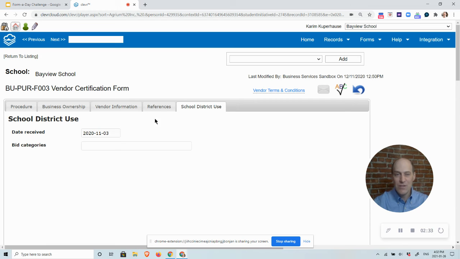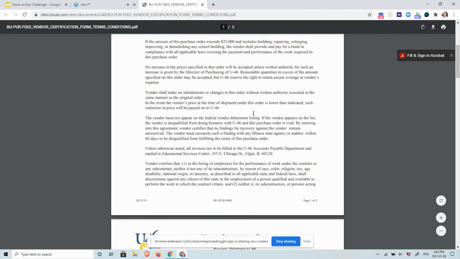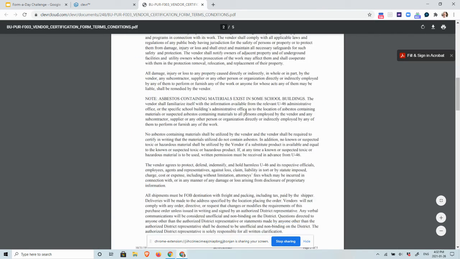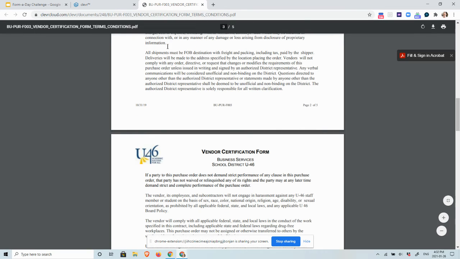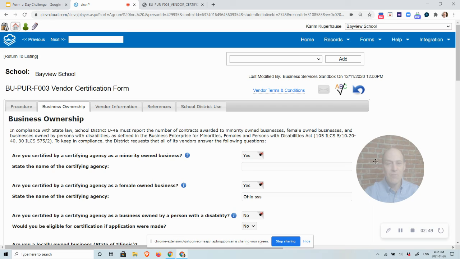Now, if there are any questions or concerns about how to complete this form, there's a link to an outside document that the district has allowing the vendor to go and look at the fine print so that they understand what they're getting themselves into. And so here is just another example of a form that fills a need that a finance system can't.